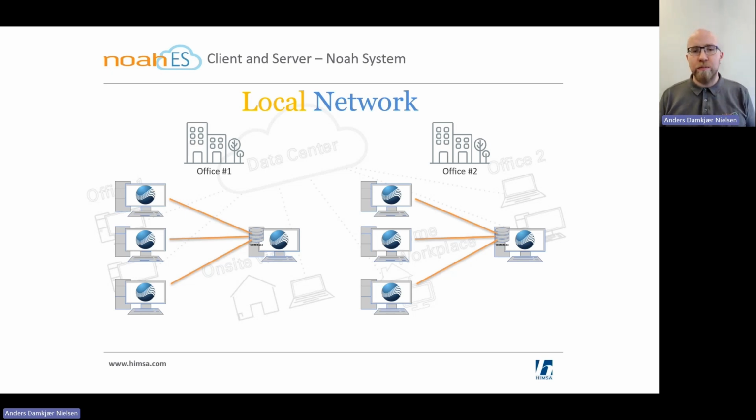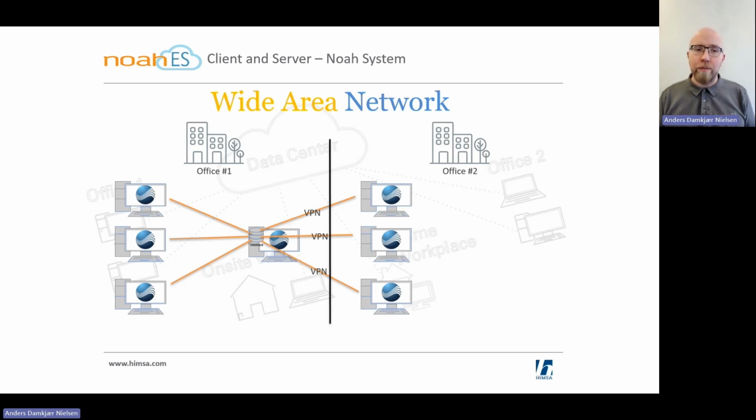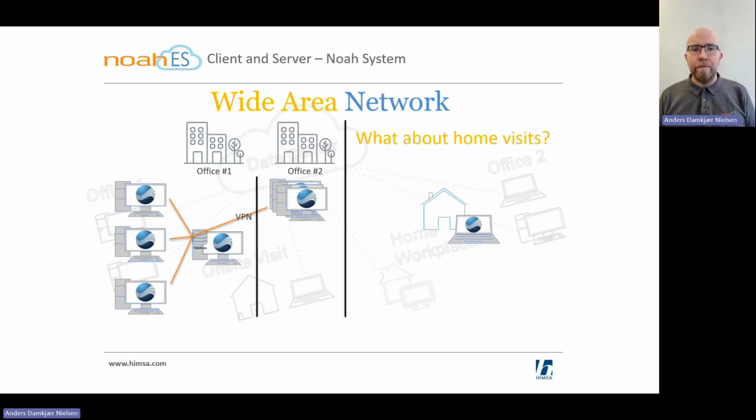Then, of course, there's the possibility that you can set up a wide area network. Basically, by using VPN, you could connect all the devices of the second office back into the first primary office. And this has worked for a lot of people for a long time. But there is, of course, another complication.